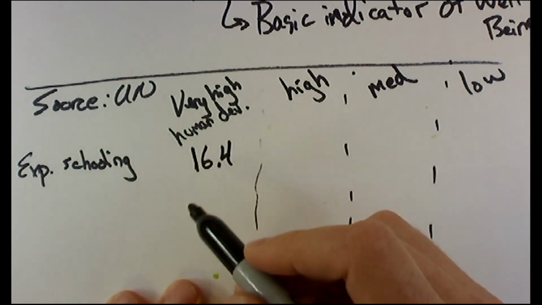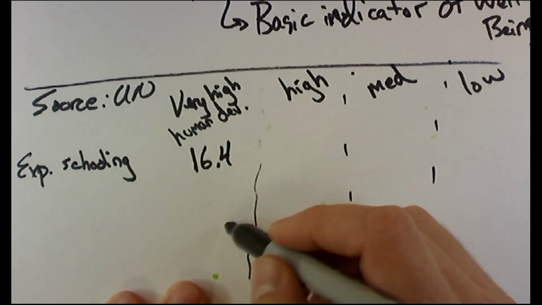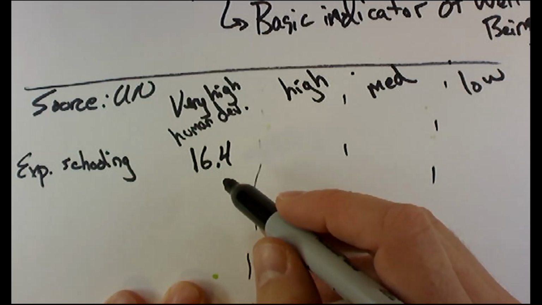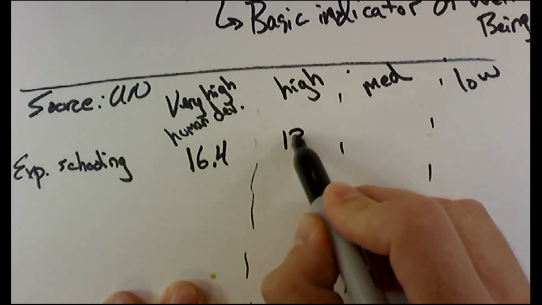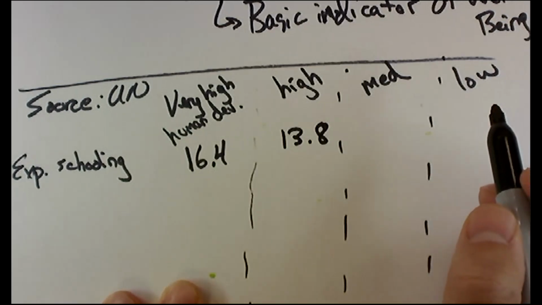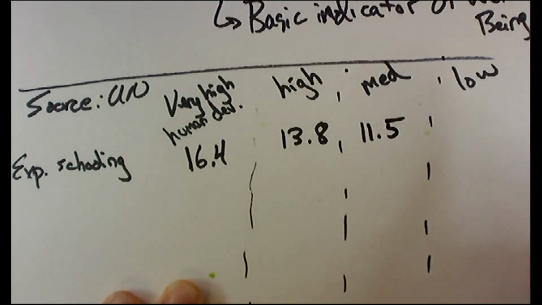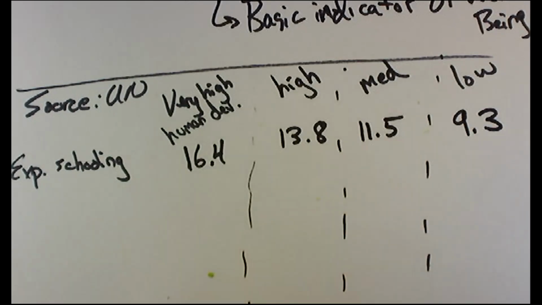So the actual expected years of schooling, the average is 16.4, right? Also, that might include kindergarten or whatever, you know what I mean? So the 14th year might be the first year of undergrad rather than. What about in high human development, right? High human development, that's not too far off, 13.8. In medium human development, we're starting to get a little bit lower than a high school education. And in low human development, we've got an average of 9.3 years of schooling, right?